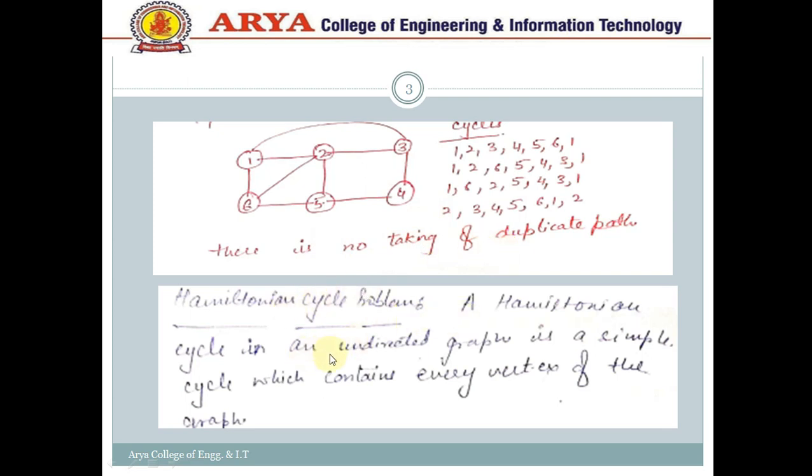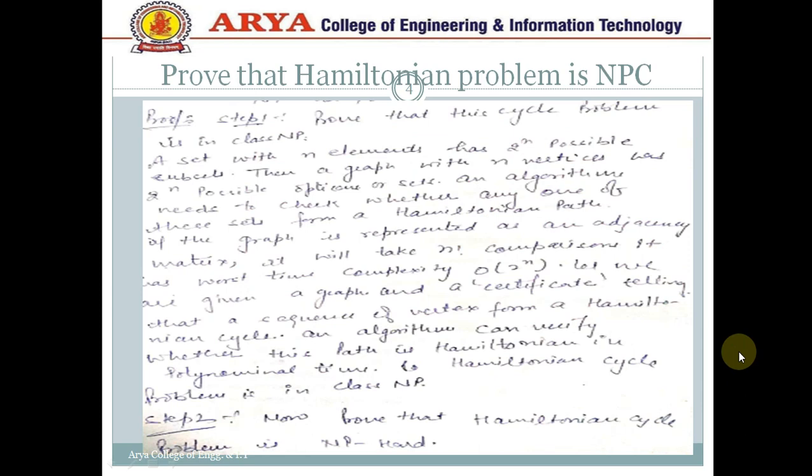In this problem, in a directed graph, a simple cycle is formed which contains every vertex of the graph. Now we have to prove that this Hamiltonian problem is NP complete. We already know that for an NP complete problem, we first prove that it is in the class NP. In the second step, we have to prove that it is an NP-hard problem.